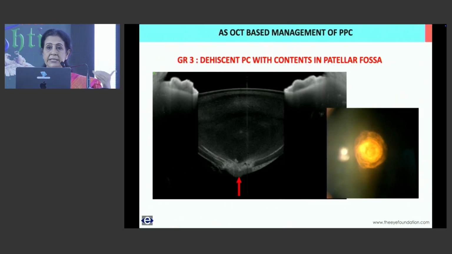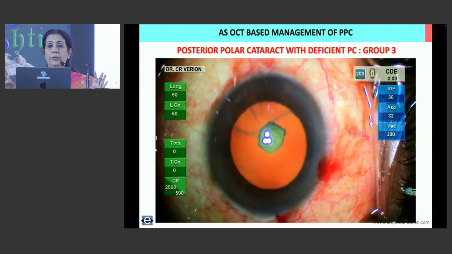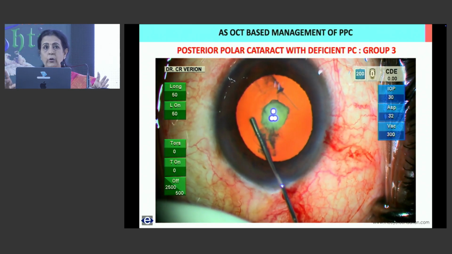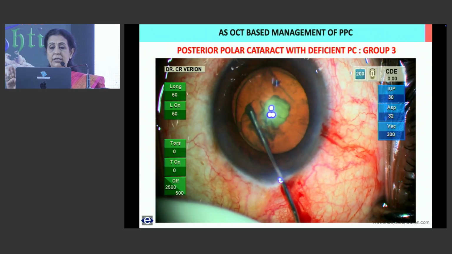Now here, the PC is dehiscent and the contents are in the patellar fossa. So that means the PC is open. So you are sure shot operating on an eye where the posterior capsule is already open. You know there could be a nucleus drop. So this is a very careful surgery.